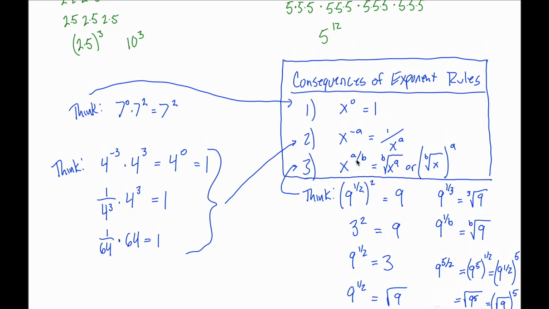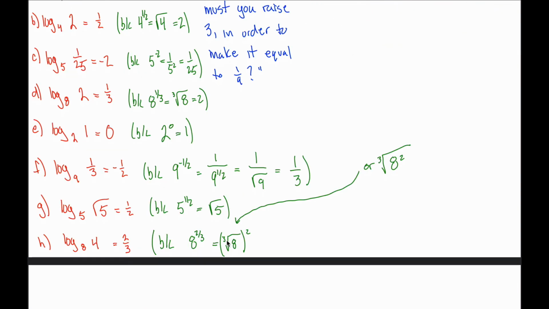When you have x raised up to the a over b power, there's 2 different ways we can write it. We can say it's the b root of x raised up to the a power, or we can raise up to the a power whatever the b root of x is equal to. Either of these 2 forms give the exact same answer. So I can either take the cubed root of 8 here, the cubed root of 8 is 2, and then square that number. 2 squared gives me 4.